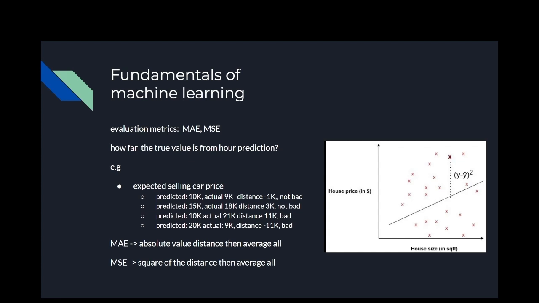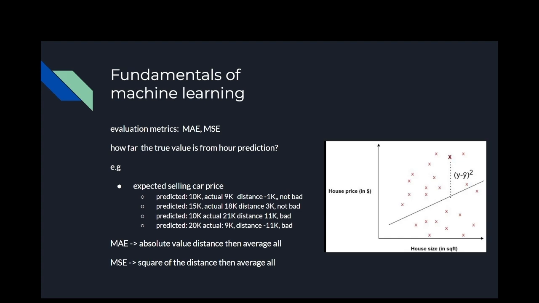Let's have another one. 10K the prediction, and the actual value was 21K. The distance is 11K, so it's very far. So the prediction was wrong in this case. And finally, we have a 20K prediction and an actual value of 9K. The distance is minus 11K. Bad prediction.